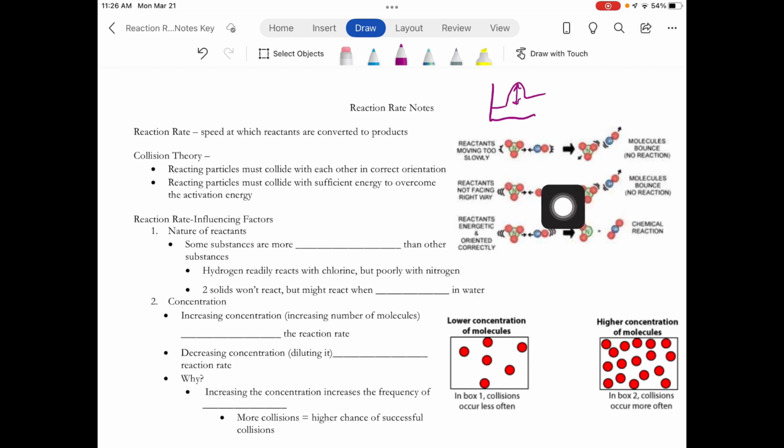In the bottom example, it shows you where they have enough energy and they collide correctly. So if they have enough energy and they collide in the correct orientation, they will react and become the new substances. So how can we change the reaction rate?